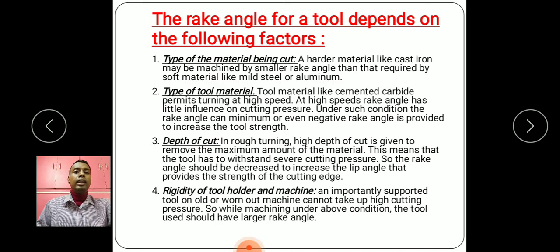Depth of cut. In rough turning, a high depth of cut is given to remove the maximum amount of material. That means the tool has to withstand severe cutting pressure. So rake angle should be decreased to increase the lip angle. Rigidity: with a poorly supported tool holder or tool, and an old or worn out machine, high cutting pressure cannot be taken up. So while machining under the above conditions, the tool used should have a large rake angle.